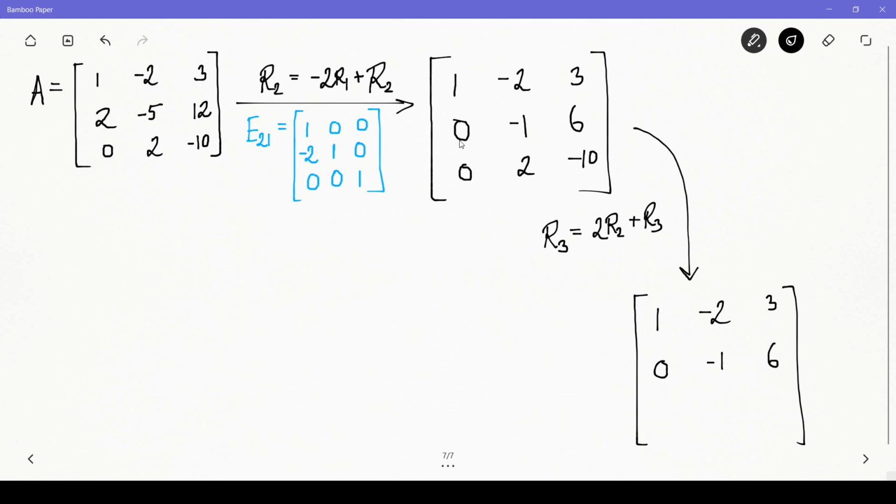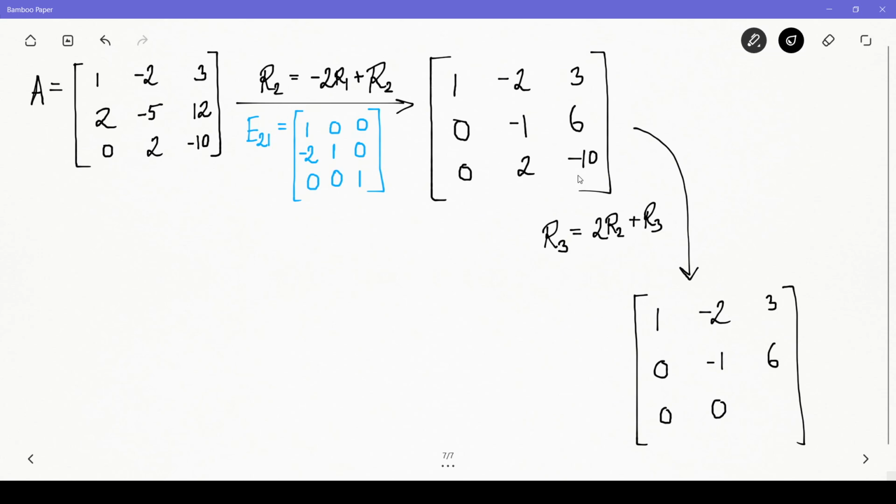So the value at this entry is 0, right? So 2 times 0 is 0 plus R3. The value at this entry is also 0, so we get 0 over here. So 2 times 0 plus 0 is 0. Okay, so 2 times minus 1 is minus 2 plus the respective entry at row 3, which is 2. So minus 2 plus 2 gives me 0.